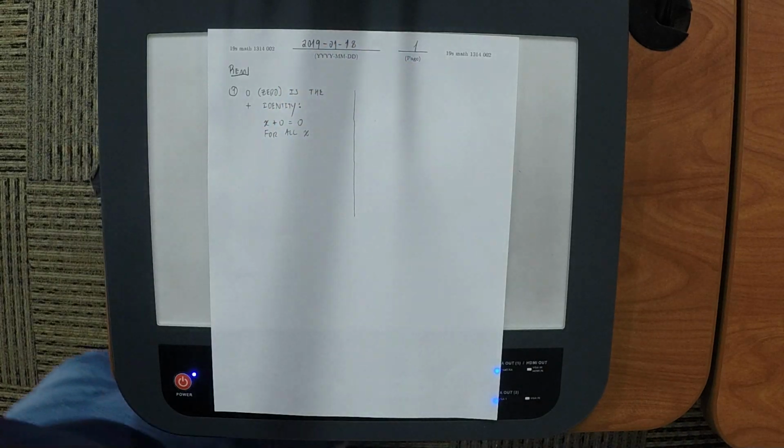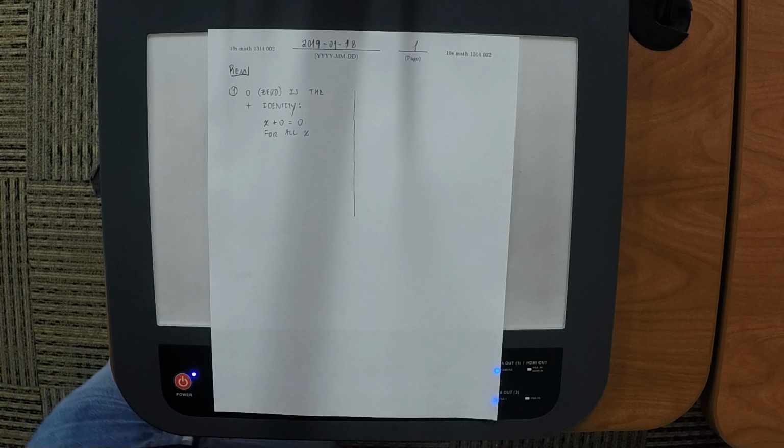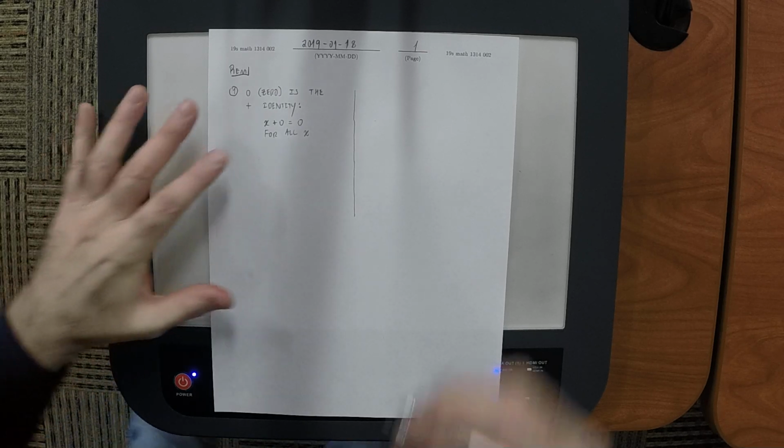It's called the identity because 0 is neutral with respect to adding. So if you add 1, the result is different than what you began with. If you add 2, the result is different. If you add -8, the result is different. But if you add 0, nothing changes. So 0 is called the additive identity.